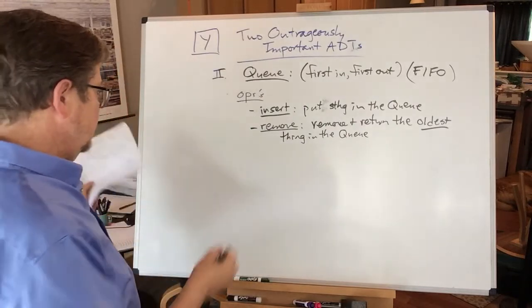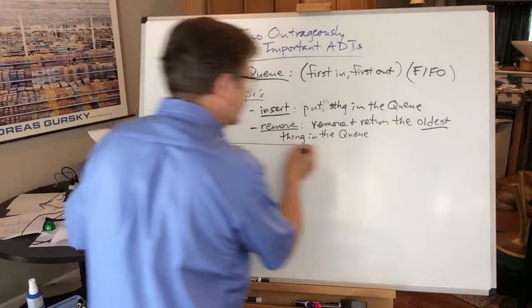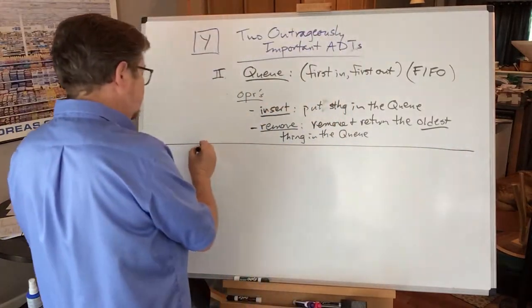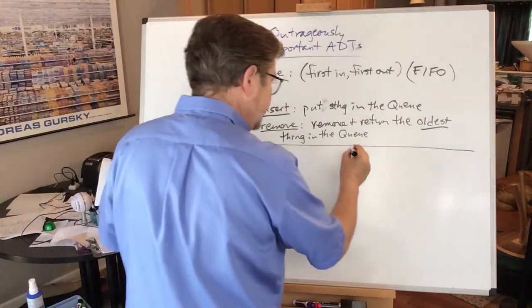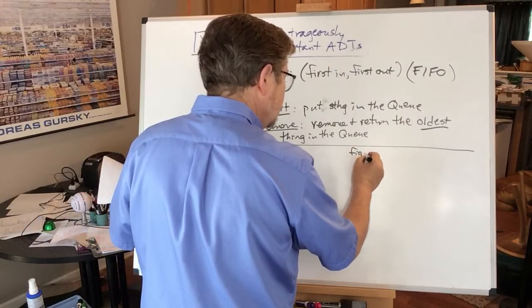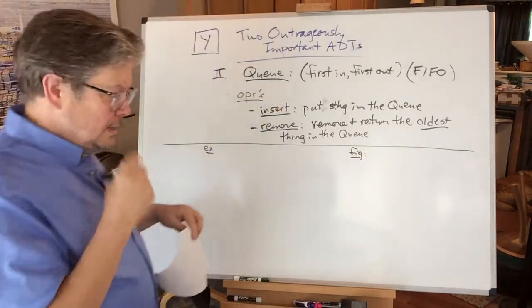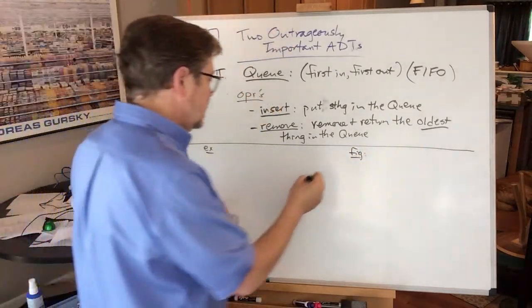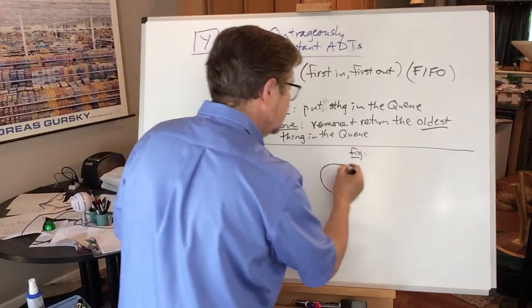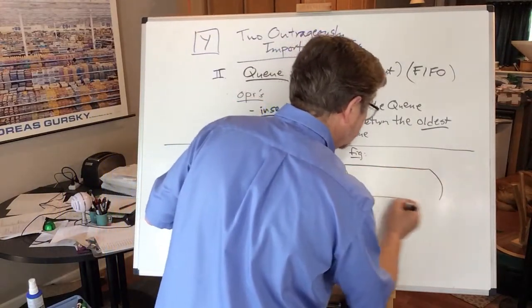For example, did I draw a line before? I don't remember. Example, with a figure. Now, this doesn't look like a well. This looks like the cardboard tube that's left when you empty a roll of paper towels.